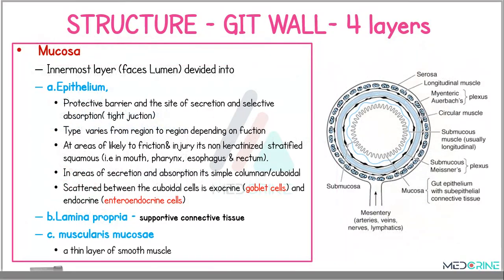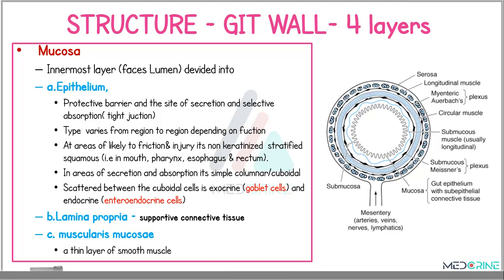Let us start by looking at the structure of the GIT wall. The gastrointestinal tract has four layers, and one of the layers is known as the mucosa. The mucosa is the innermost layer, or the layer which faces the lumen, and it is divided into three layers: the epithelium, the lamina propria, and the muscularis mucosa.